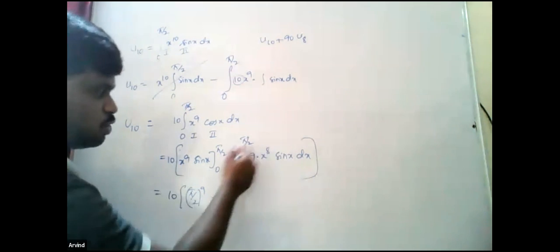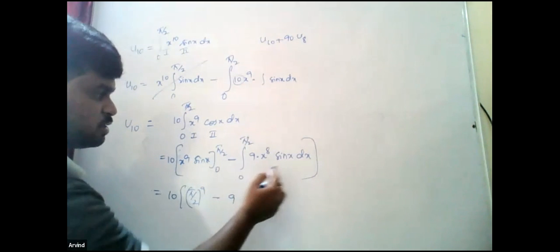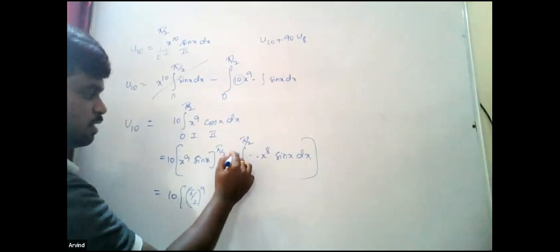Let's apply the limit. Sin pi by 2 is 1. So this will become 10 into pi by 2 whole to the power 9. And sin 0, the lower limit, gives 0. Only the upper limit you will get. Minus, you can take 9 outside, and this is nothing but U8.